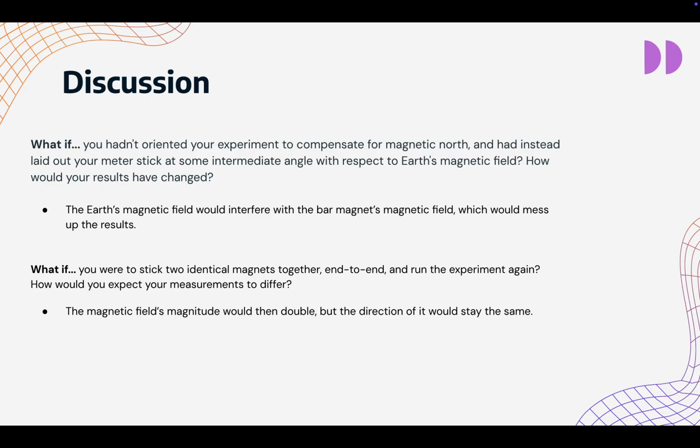And what if you were to stick two identical magnets together end to end and run the experiment again? How would you expect your measurements to differ? The magnetic field's magnitude would then double, but the direction of the magnetic field would stay the same.